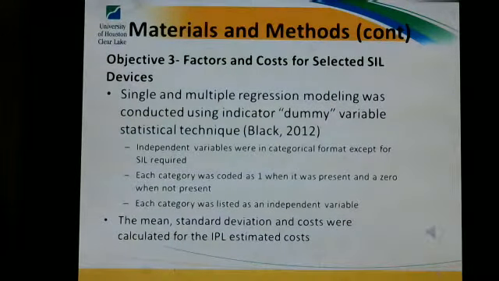analyzed. So based on this statistical technique, each category was listed as an independent variable. Instead of each factor being a separate independent variable, each category became an independent variable, which was required because all the data was in category format, other than the SEAL required. We also calculated the mean and standard deviation, and the costs were calculated for the IPL estimated costs.